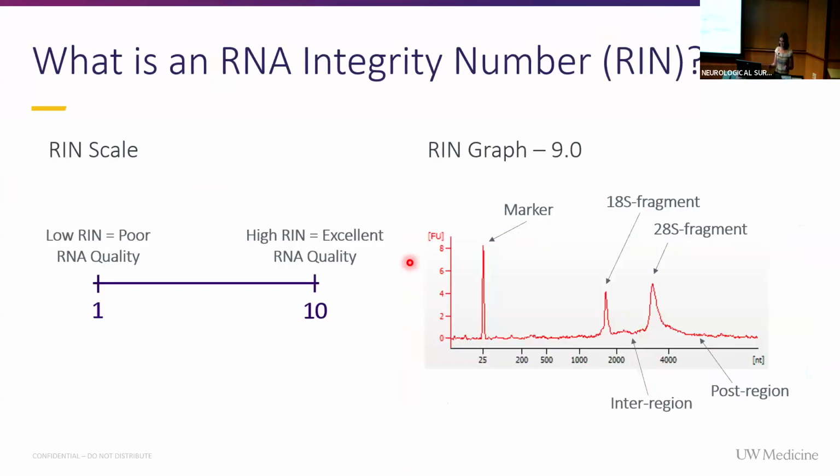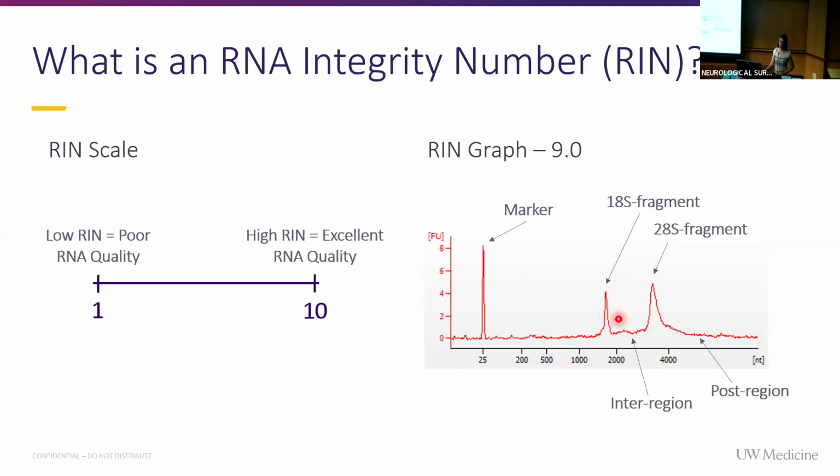So what is an RNA integrity number? An RNA integrity number, or a RIN score, is a metric that we can use on a scale of 1 to 10. So 1 being poor RNA quality, 10 being excellent RNA quality. And when you run a RIN test, you get these results. So you get a RIN score. This one has a score of 9, and you get a RIN graph here.